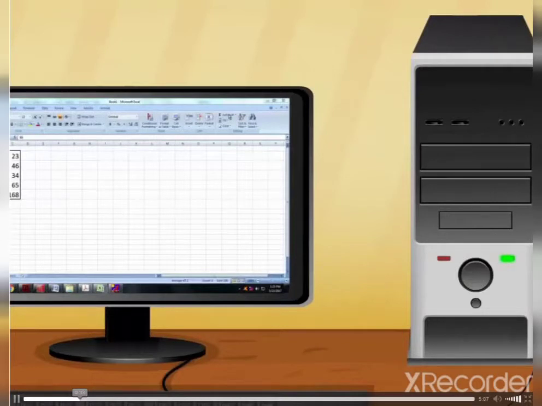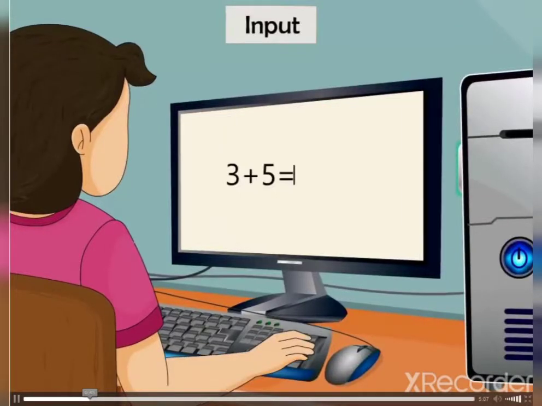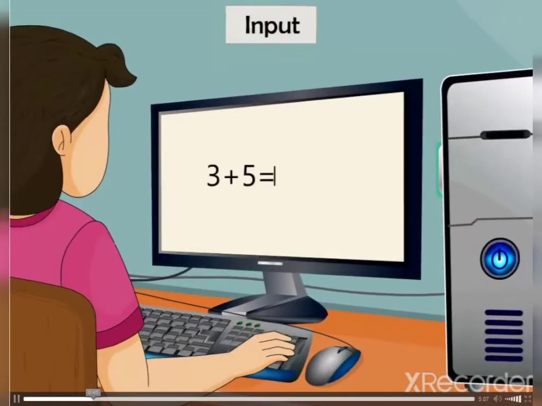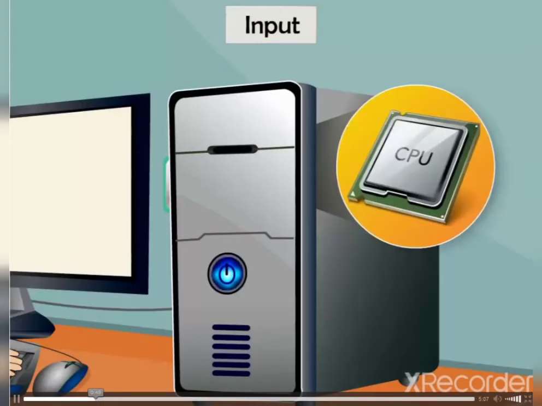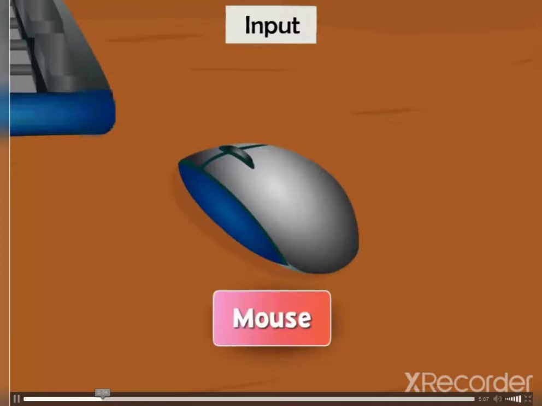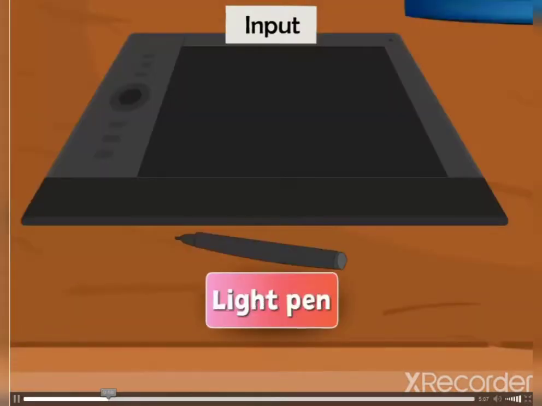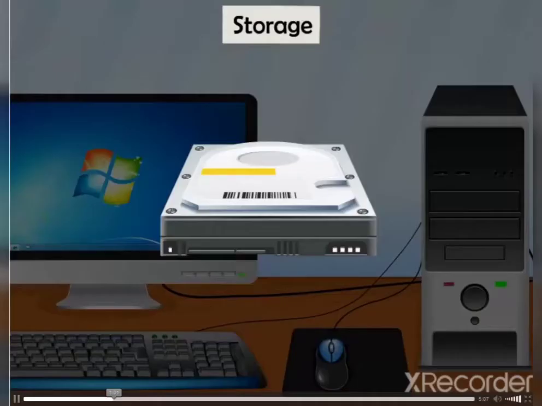Input. Input is the process of entering data, instructions, and programs into the computer system. It is given to the CPU by input devices like keyboard, mouse, microphone, joystick, and light pen. The data is stored in the system at a particular allotted space for faster access and processing.